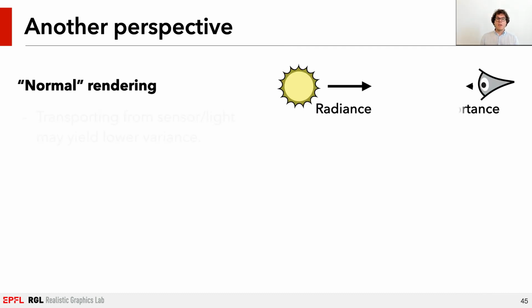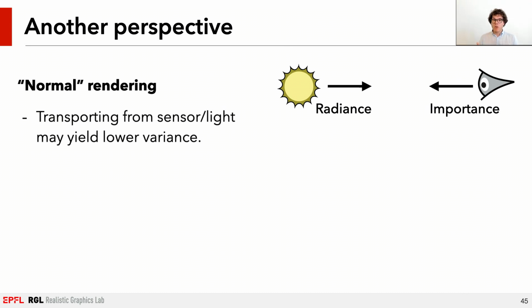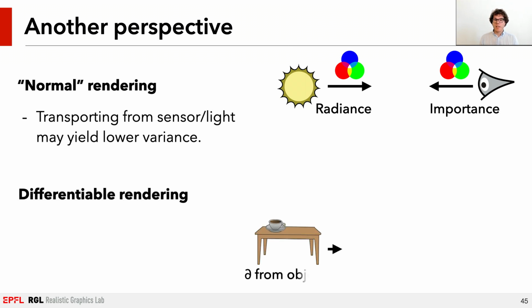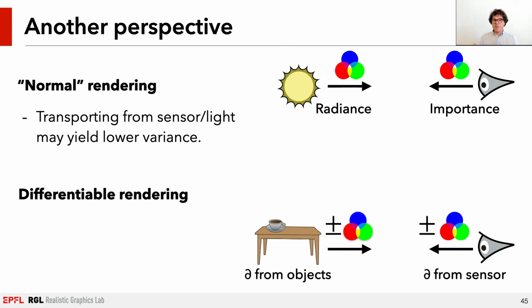In a normal renderer, we can either propagate radiance or importance, or even both at the same time, and this can often reduce noise. And both of these also encode color. So you'd have 3 channels in an RGB renderer coming from each side. In a differentiable renderer, we can propagate derivatives from the objects or from the sensor, and both are signed so they can cancel each other out in interesting ways.